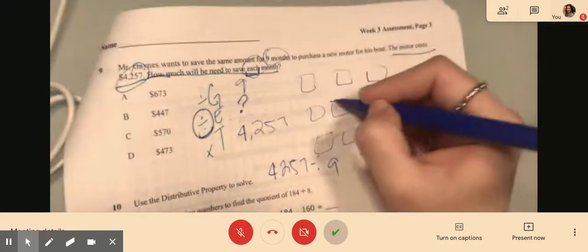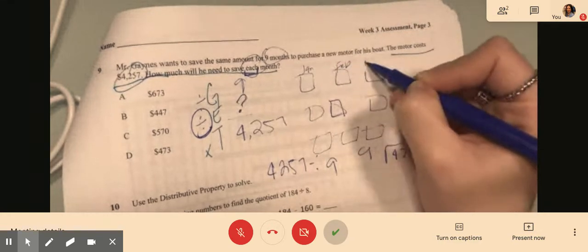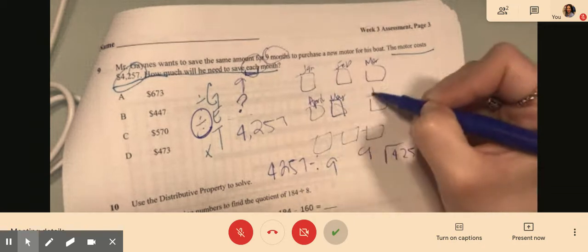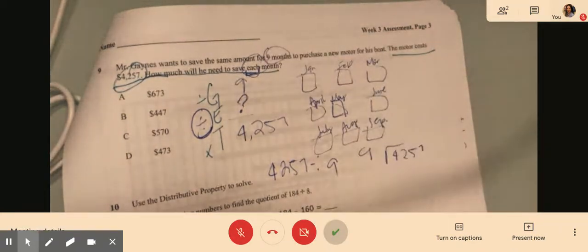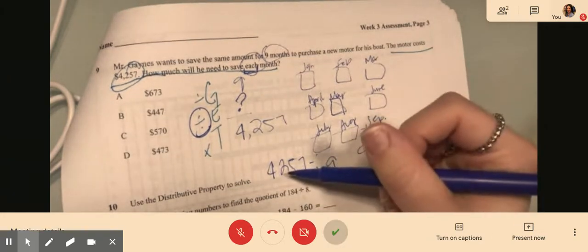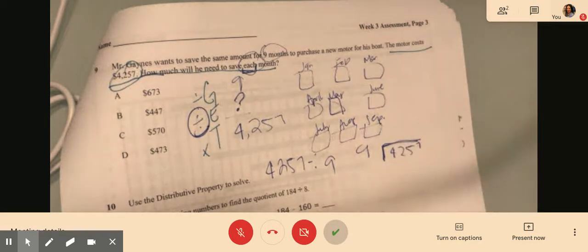So I went ahead and did 9 calendar. So it's like January, February, March, April, May, June, July, August, and September. So from January to September is when he's going to save for his boat. So if I were to write this in a number sentence, it would be 4,257 divided by 9. However, it is easier for us to see it inside our division box.